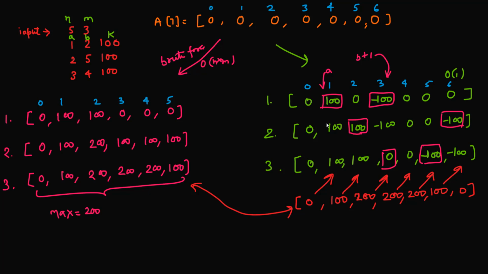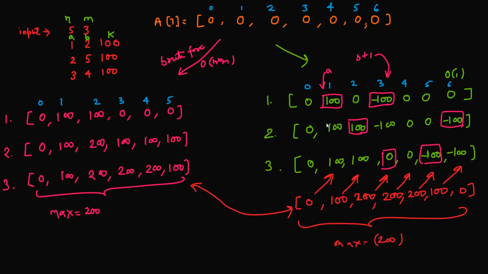We have to just take a max of this, and the max of this will be 200. It will be the same, right? Because here also we have the same array, here also we have the same array. So the max from both arrays will be 200. So it's the same thing, guys, but what will be the complexity of the solution?